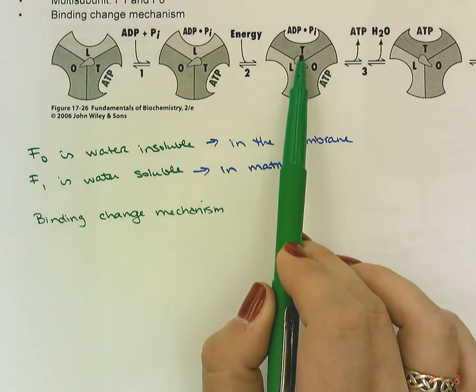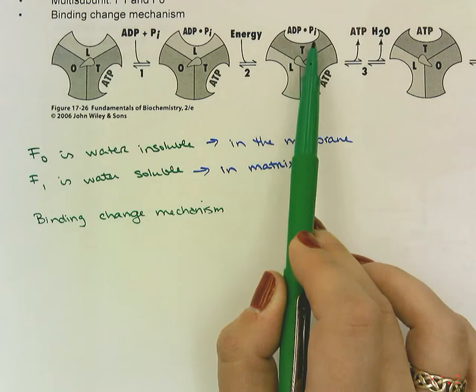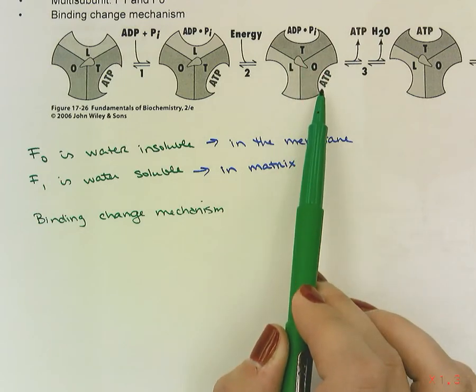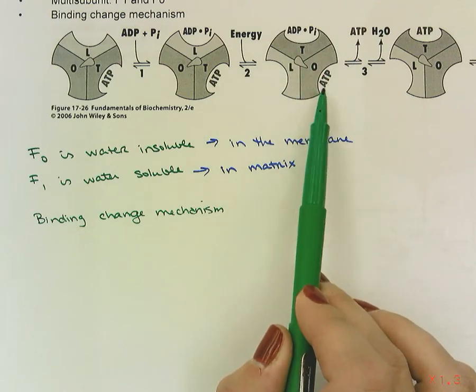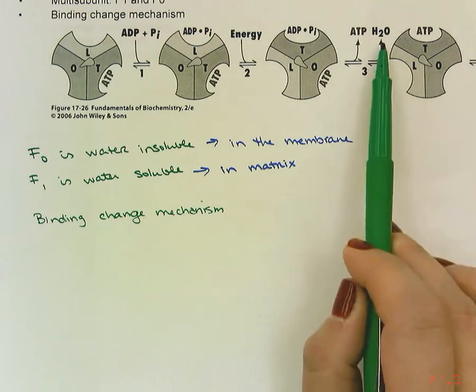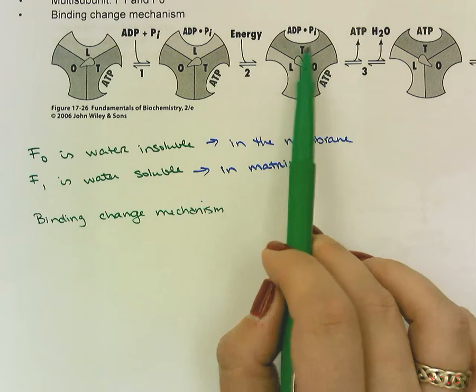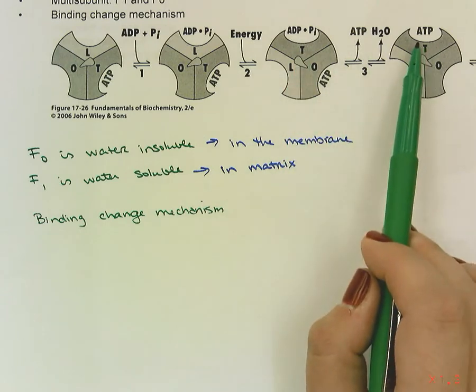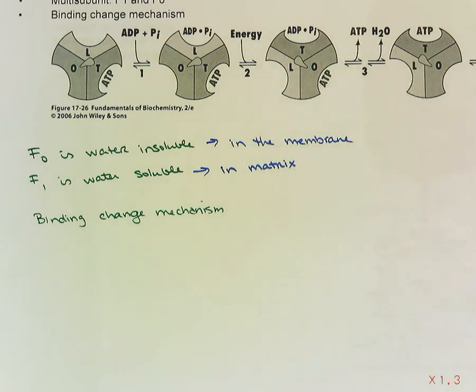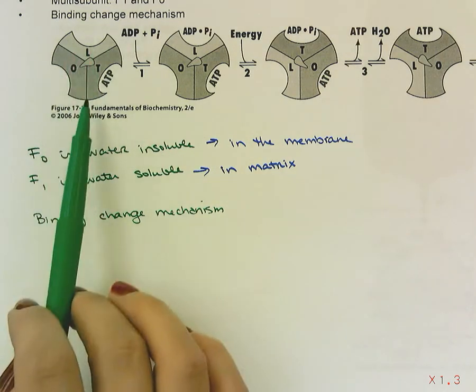So tight is now with my ADP and Pi. My open is for ATP. The ATP can now float away. In the presence of a little bit of water and a few other things, I'll now tighten down the active site, make ATP, and have my two sites open again. So physically, the active site is changing shape.